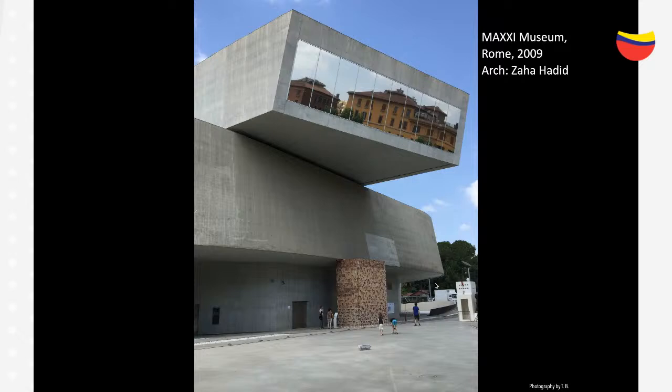Typical Zaha style. And there are glasses here. And on this glass, you see the reflection of the environment. This building is surrounded by buildings like that, and this glass is reflecting it, reflecting the environment and creating a contrast with itself. And how beautifully made, how beautifully designed.